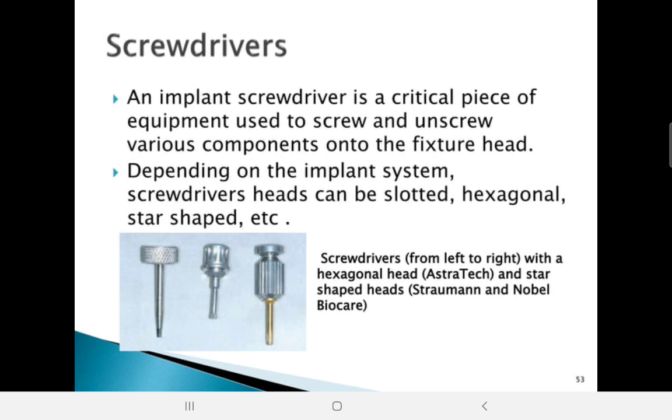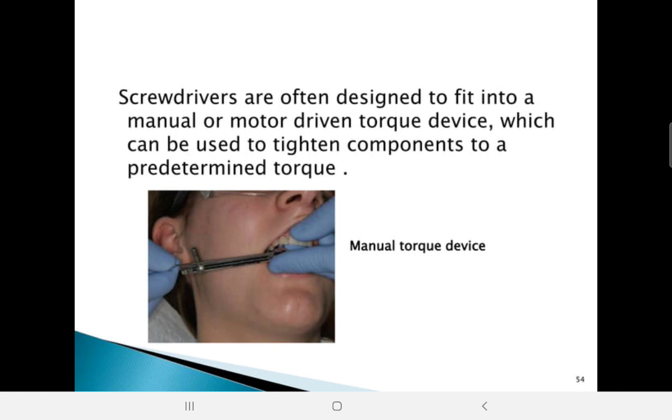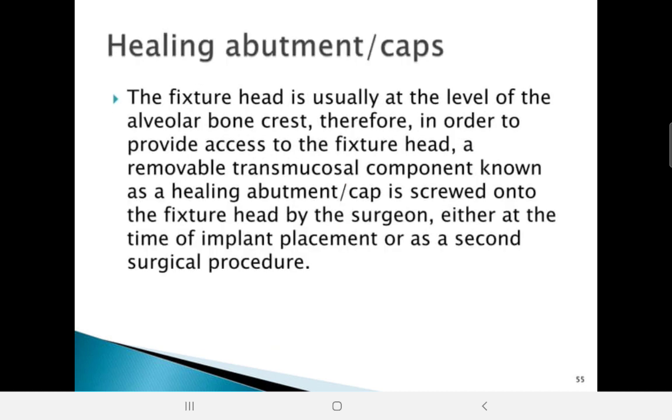Screwdrivers. It is a prosthetic component. An implant screwdriver is a critical piece of equipment used to screw and unscrew various components into the fixture head. Depending on the implant system, screwdriver heads can be slotted, hexagonal, star-shaped, etc. They are often designed to fit into a manual or motor-driven torque device, which can be used to tighten components to a predetermined torque.